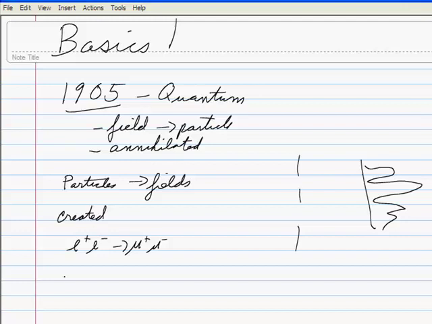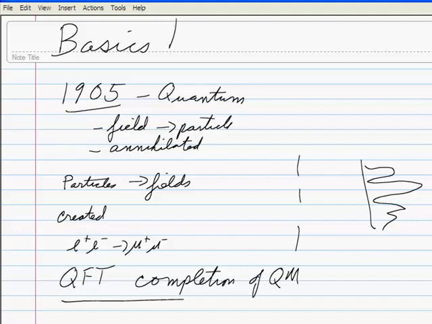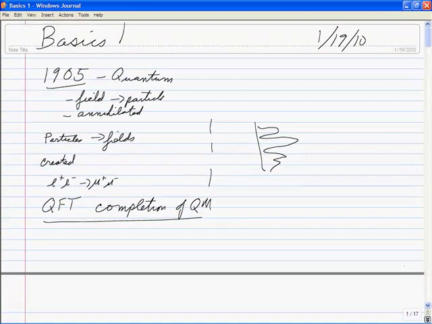So quantum field theory solves this. QFT, quantum field theory, is the completion of quantum mechanics. It puts everything on a common footing. The way we treat fields like the photon and the way we treat electrons is going to be unified. They're all going to be treated exactly the same way. You can describe all these processes that you couldn't describe otherwise.